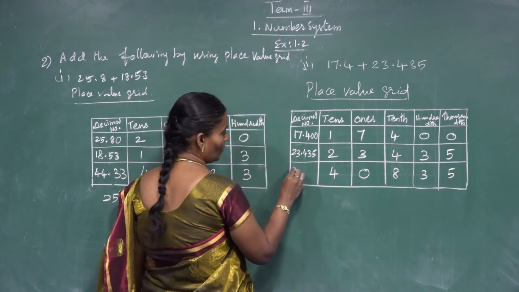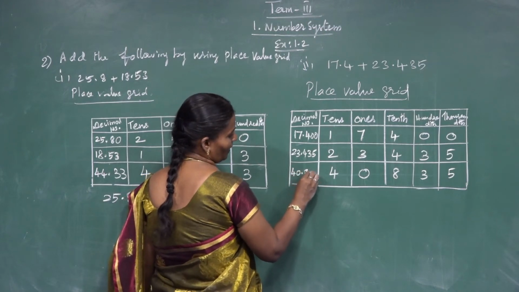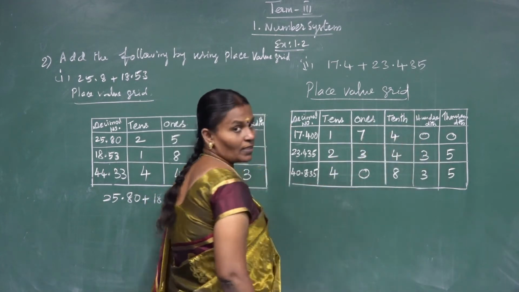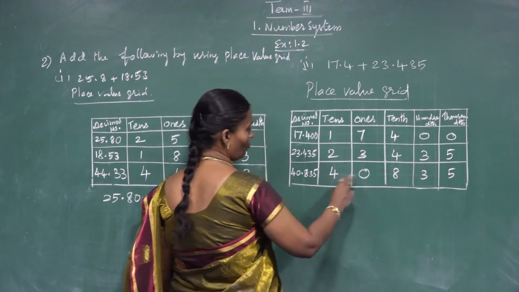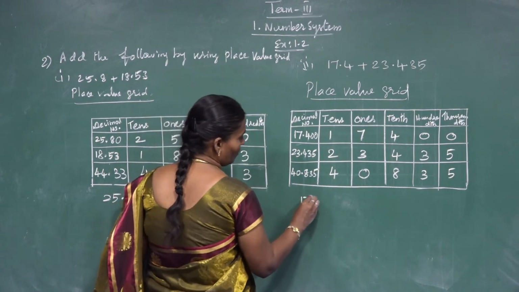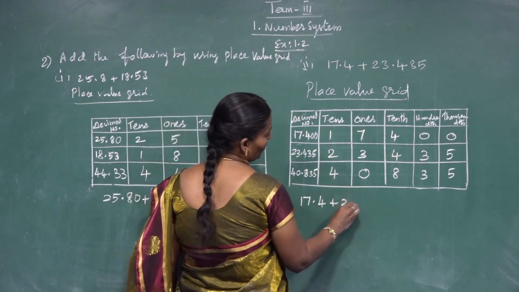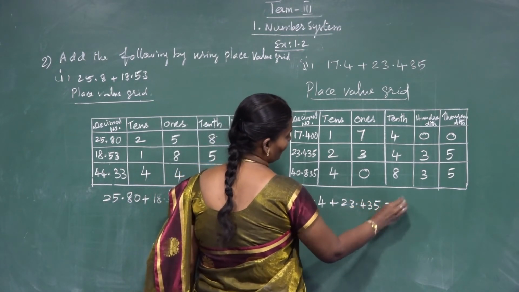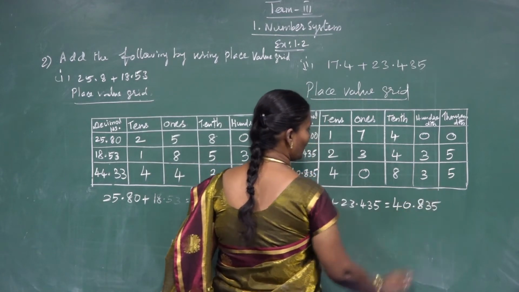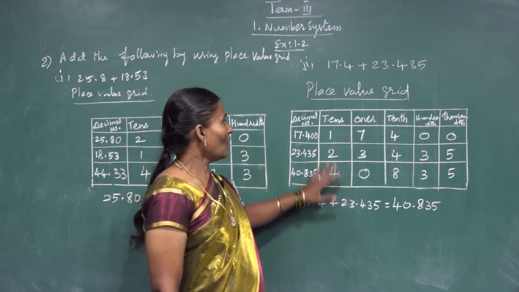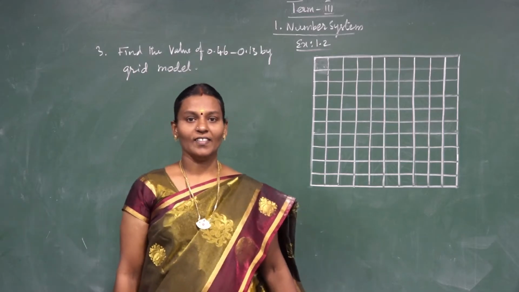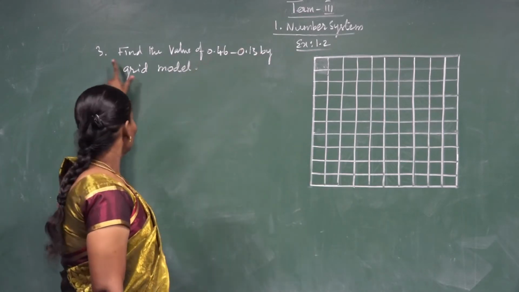Okay. So here how do you write? 40.835. These are the whole part. That is the decimal part. In the decimal part 835. In whole part 40. So 40.835. Okay. So what is the sum now? 17.4 plus 23.435. The answer is 40.835. That is the answer. Understand, children? How to add by using place value grid? Good.